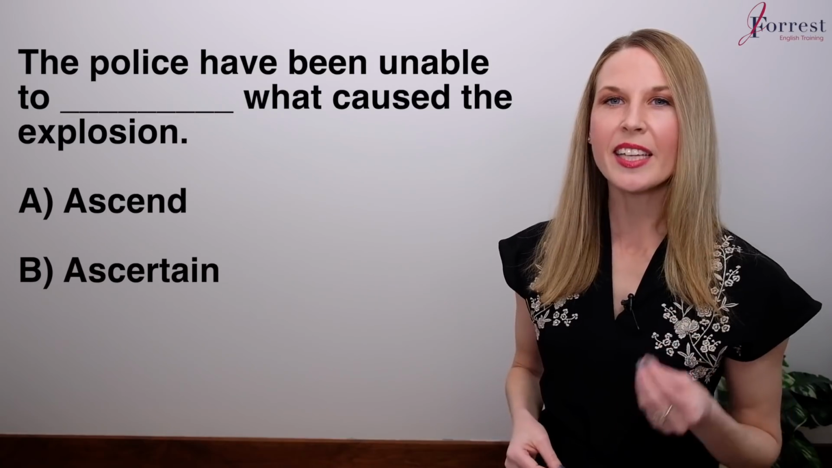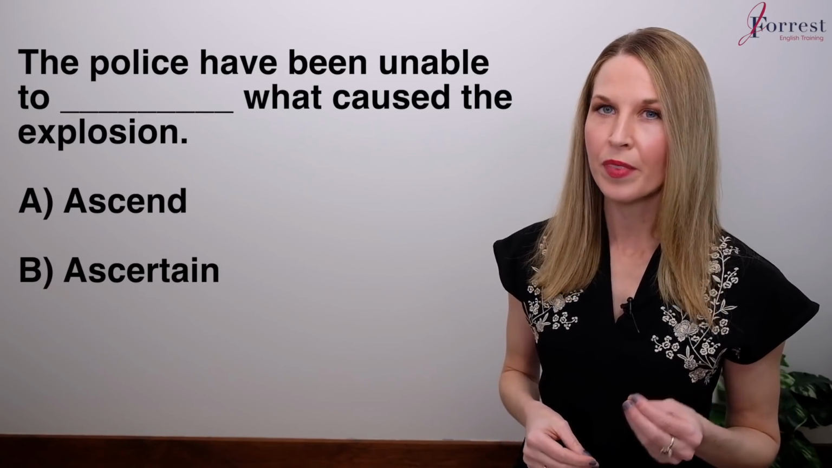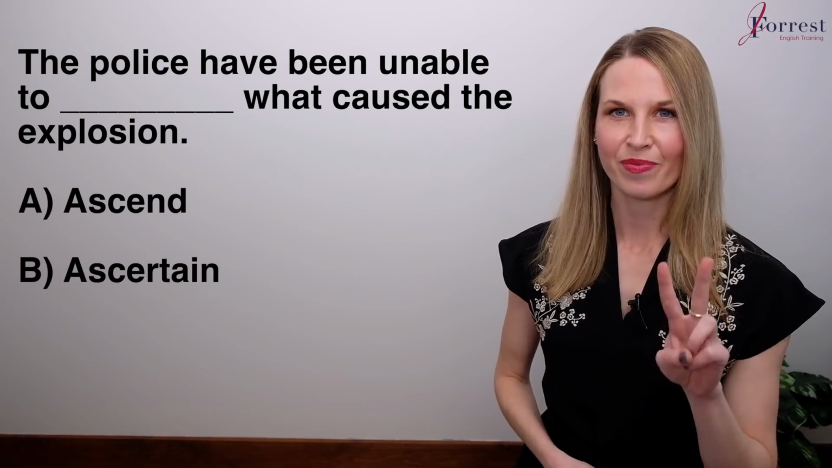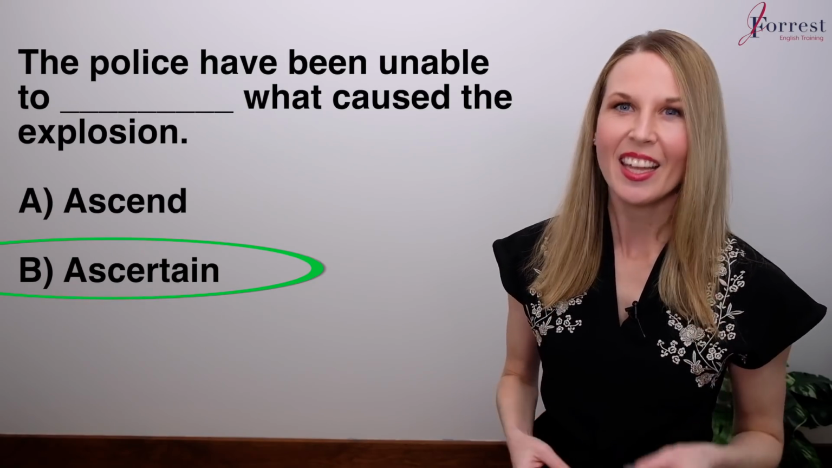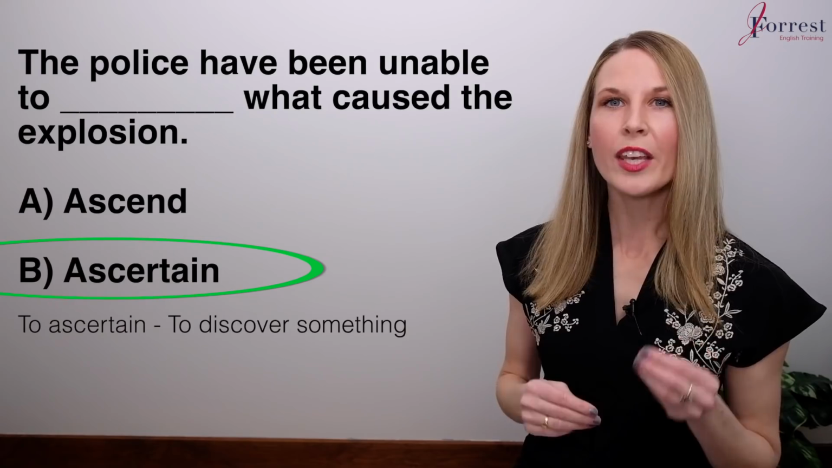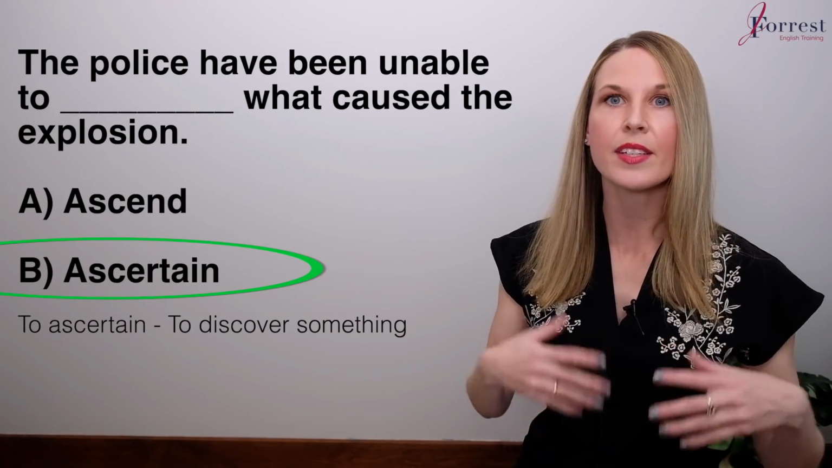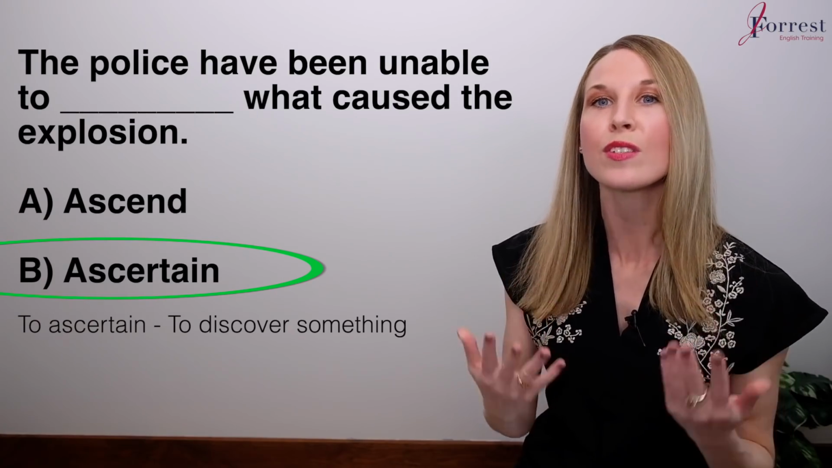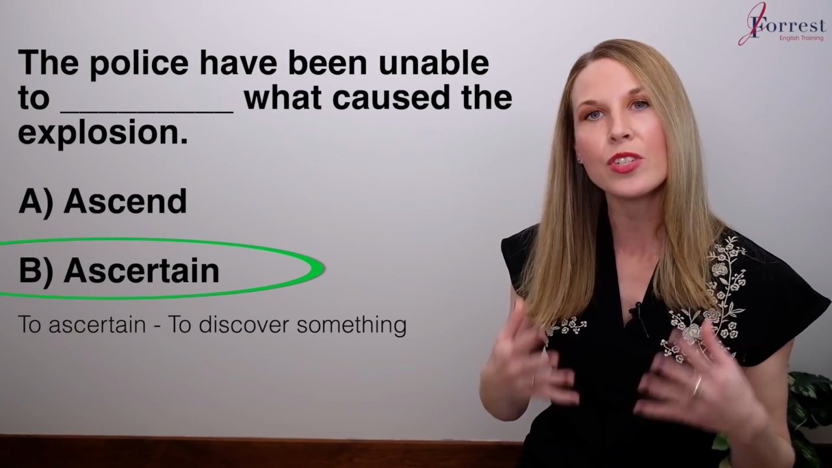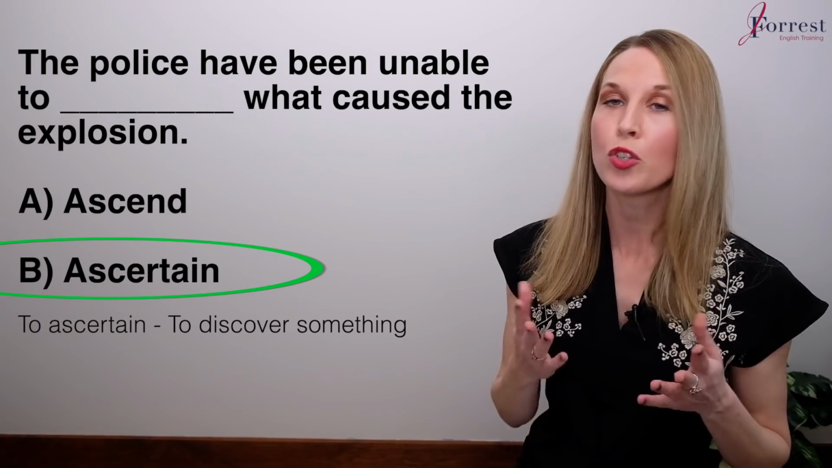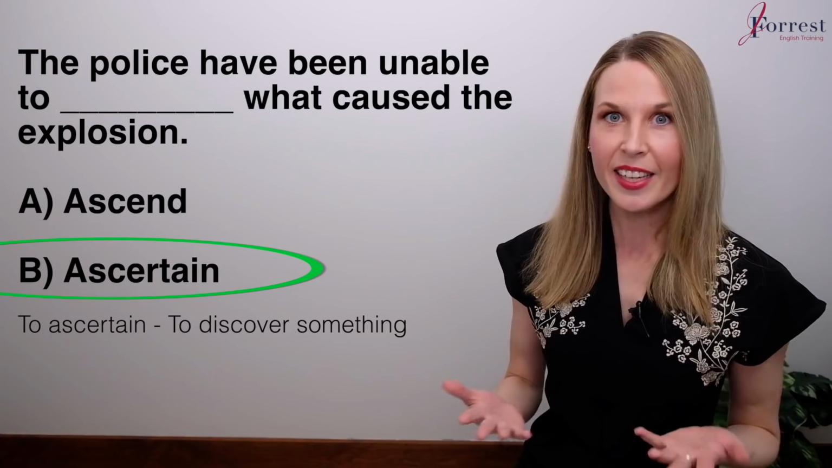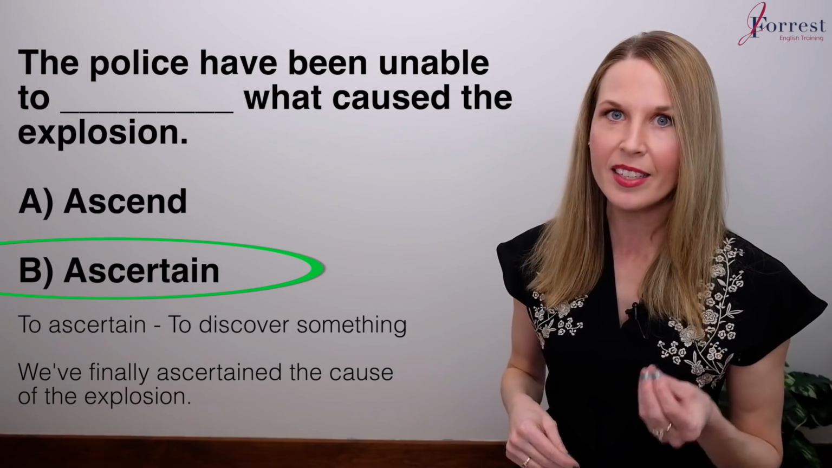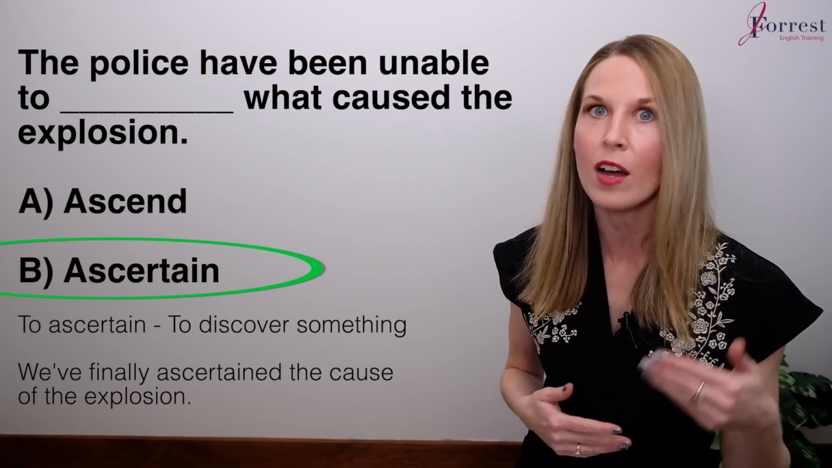Number 14, the police have been unable to blank what caused the explosion. A or B? B, ascertain, ascertain. When you ascertain something, you discover something. So to ascertain the cause of the explosion is to discover the cause of the explosion, to understand why. So when the police do understand why, they discover it, they can say, we've finally ascertained what caused the explosion. It was a faulty gas line. And then they can tell you the cause of the explosion.